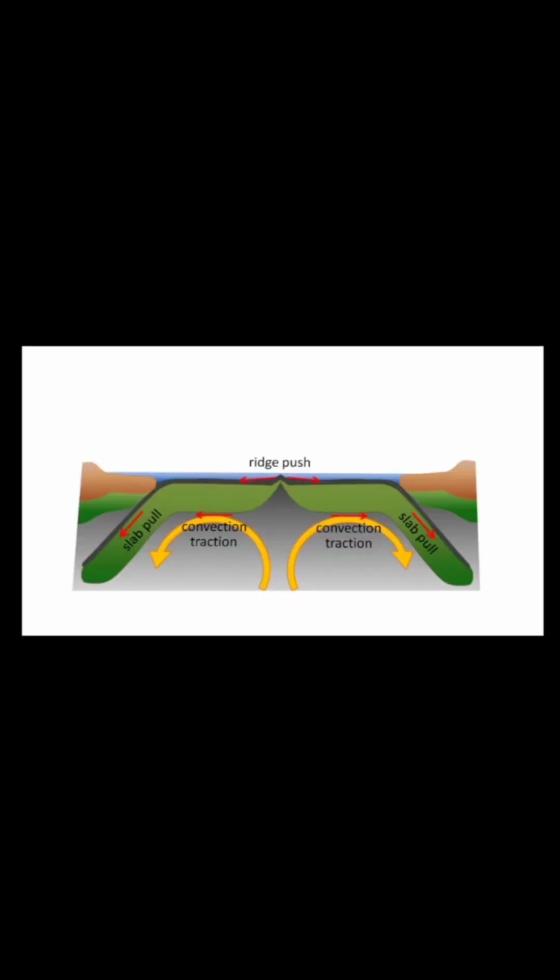Now in this figure you can see the ridge push and slab pull, both mechanisms simultaneously. The ridge push, as you can see, the red arrows causing the plates to move away from each other, and then the slab pull. The plate is being pulled down due to gravity.